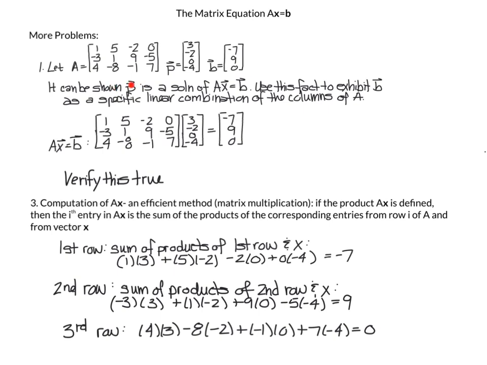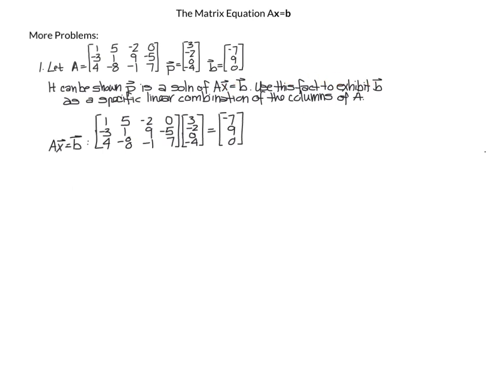So again, what we've done is show that P is a solution of A times X equals B. In other words, X is what we're looking for, and this P will satisfy this equation, AX equals B. But the question was to use this fact to exhibit B as a linear combination of column vectors of A. So we need to look at this equation, AX equals B, with P plugged in as our solution. So here we have A, we have P, and we have B, and we want to write B as a linear combination of these vectors.